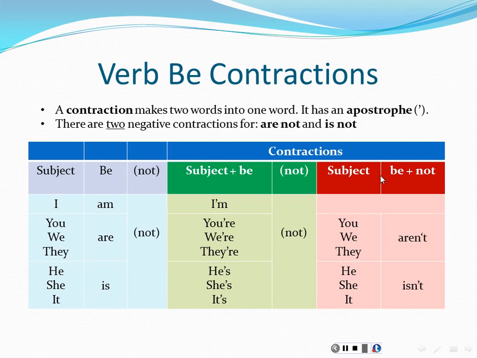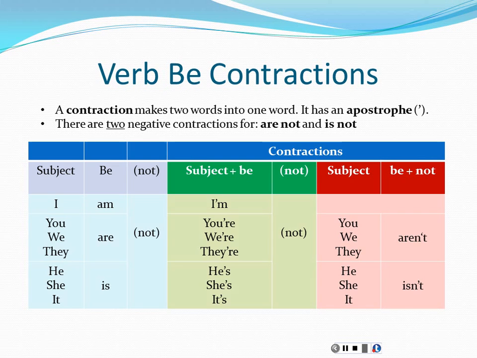Let's go and discuss the first type of contractions. The first type of contractions, subject plus verb be. In addition, then we add not. So, I am not, you're not, we're not, they're not, he's not, she's not, it's not.